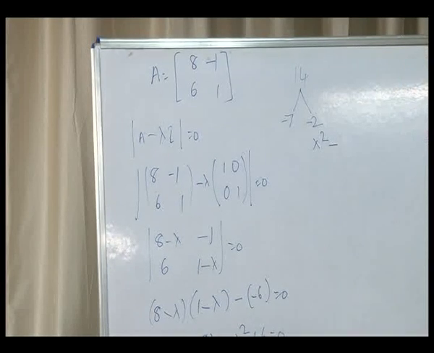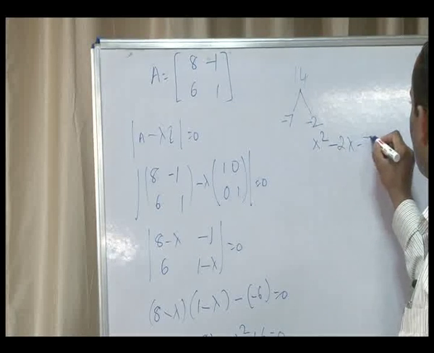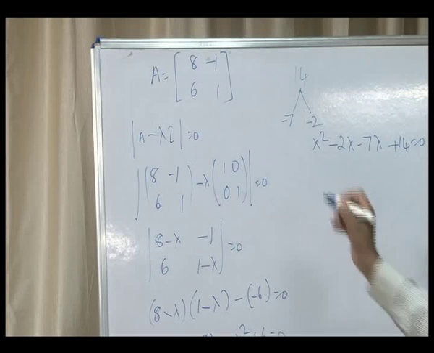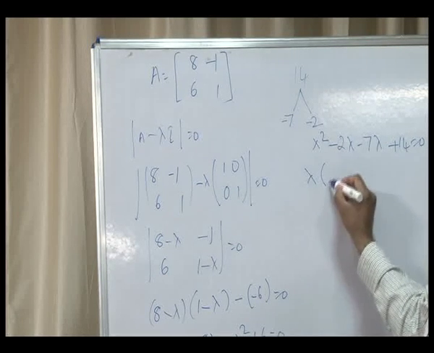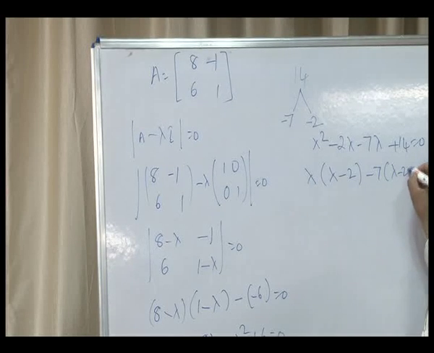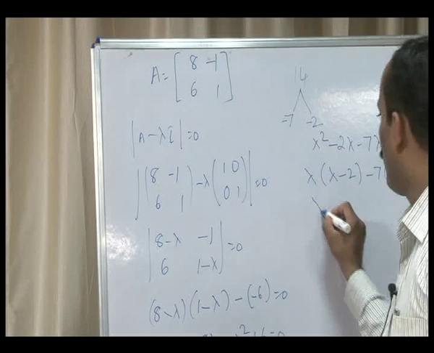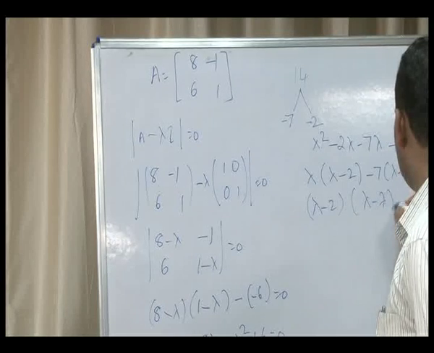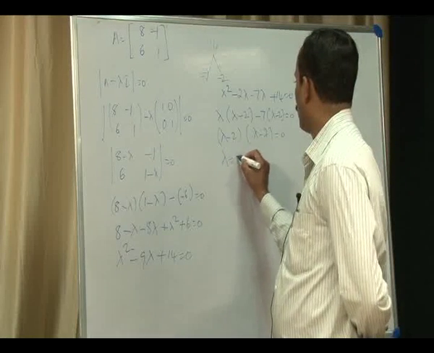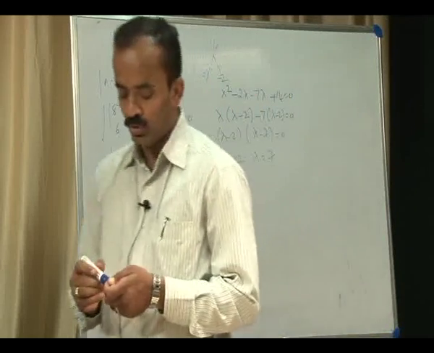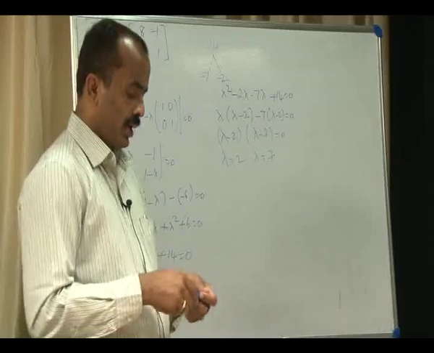lambda squared minus 2 lambda first, next minus 7 lambda plus 14 is equal to 0. You take lambda common, so it becomes lambda into lambda minus 2, minus 7 common, lambda minus 2 is equal to 0. Next, lambda minus 2 common, so it becomes lambda minus 7 is equal to 0. So, lambda is equal to 2 and lambda is equal to 7 are the characteristic roots or eigenvalues of the given matrix.